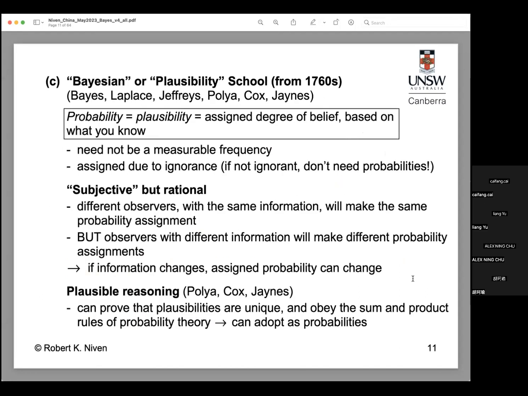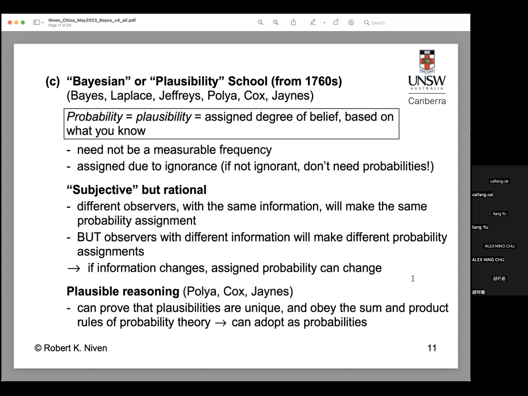So that brings me to the third school, which was actually the second in historical development, the Bayesian, or the plausibility school, I'm going to call it, in which a probability can be described as a plausibility. So it's an assigned degree of belief based on what we know. It does not have to correspond to a measurable frequency, and we're assigning it due to ignorance. If we're not ignorant, if we know something, we don't need probabilities. The probabilities are only useful if we don't know something, and that's their purpose. And so we can describe this approach as being subjective. Many people have, but it's rational.